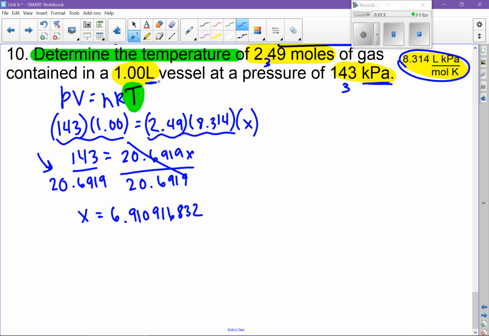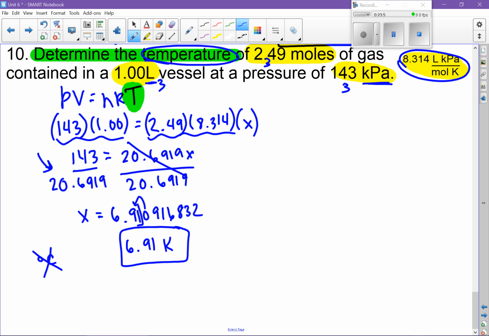We had 3 all around, so let's make this have 3. The 0 afterwards means my 1 can stay. So 6.91. We were looking for temperature. The unit for temperature is not Celsius. It must be Kelvin. Alright, there's your ideal gas law. Let me know if you have any questions.